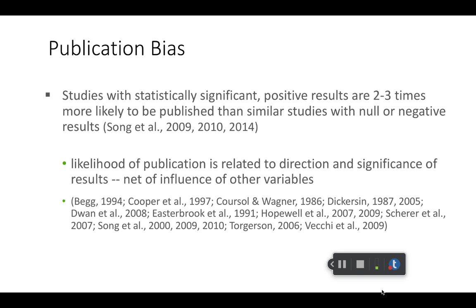Publication bias means that studies with significant positive results are 2 to 3 times more likely to be published than similar studies, that is, equally rigorous, equally valid studies with null or negative results. Again, the likelihood of publication is related to the direction, that is positive or negative, and significance of results, quite apart from the influence of anything else.